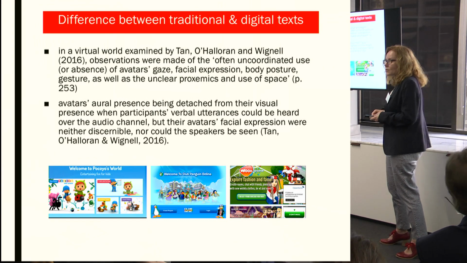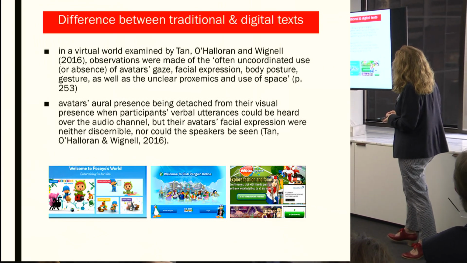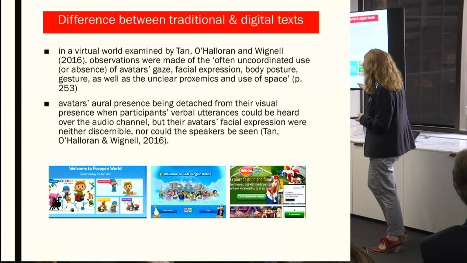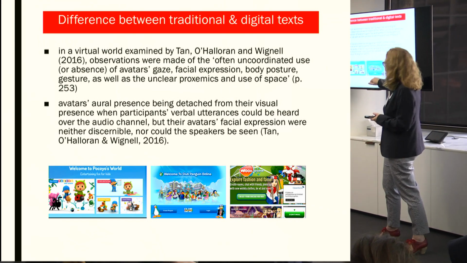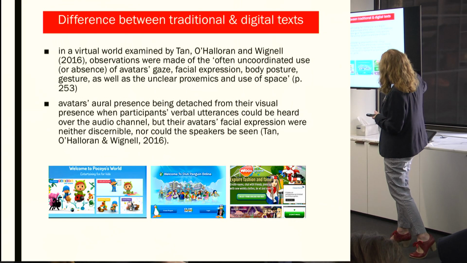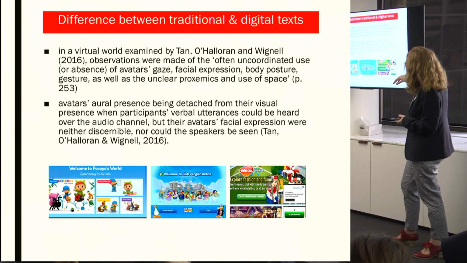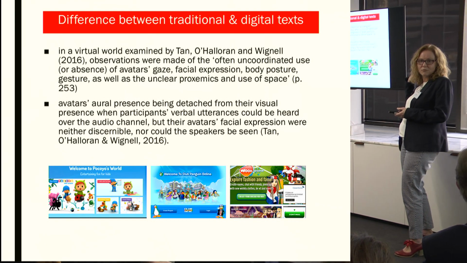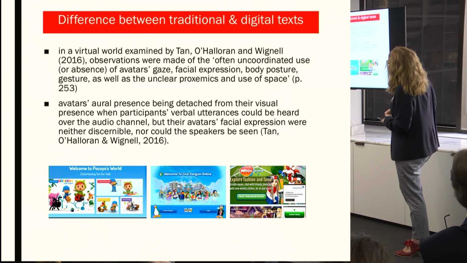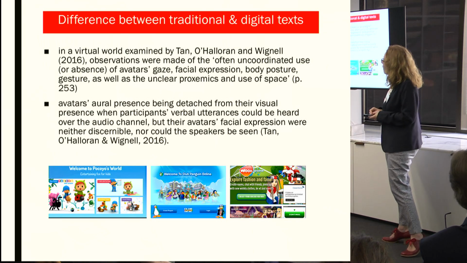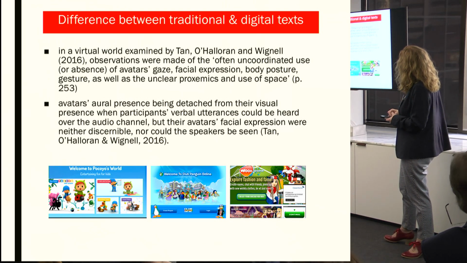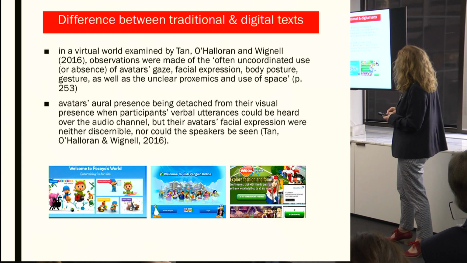I still want to keep on this topic about what's the difference between traditional and digital texts. And I wanted to go into a virtual environment now, and I'm thinking here about the virtual environments that young children enter with Pocoyo's World, Club Penguin, if people are familiar with the penguin tribe, but also Fashion and Fame, and Woozworld. There's many of them. But what I wanted to do was draw attention to the fact that in these virtual worlds, observations are made of an often uncoordinated use or absence of an avatar's gaze, facial expression, body posture, gesture, as well as the unclear proxemics and use of space.